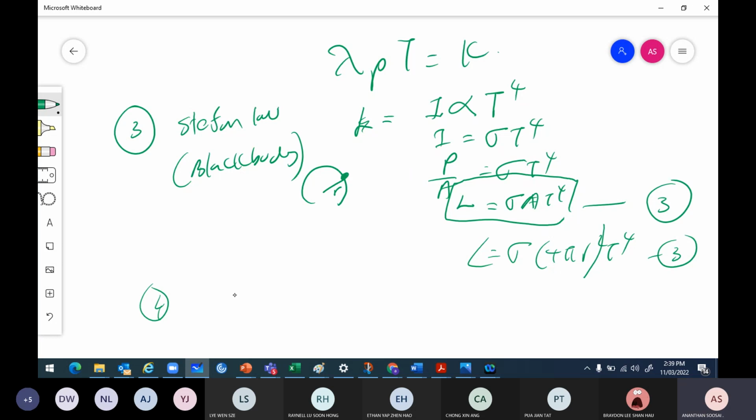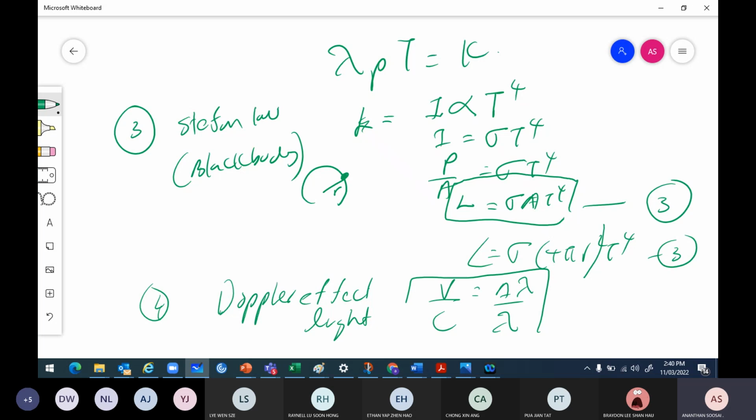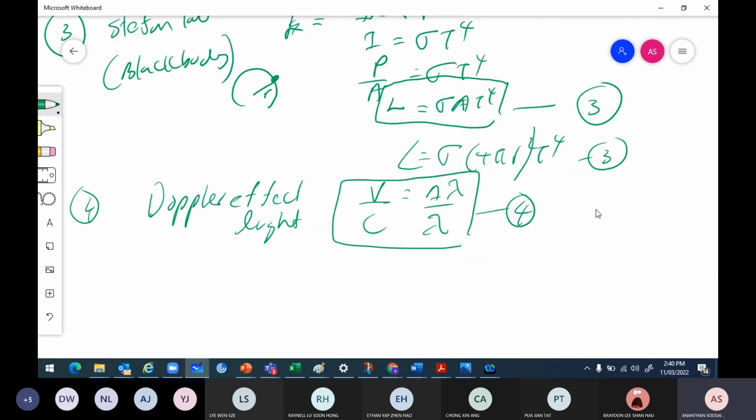And after that we come to Hubble's law. Before Hubble's law we learned about the Doppler effect for light. What is the formula introduced? V over c equals change in lambda over lambda. The fourth equation you learned. This tells us the recession speed of that star if you know the change in wavelength.